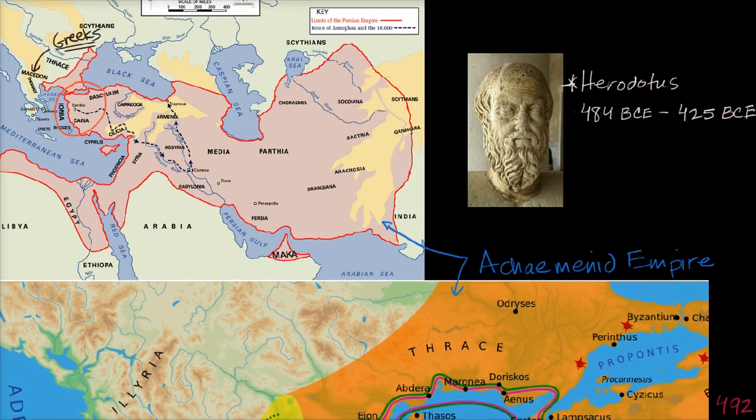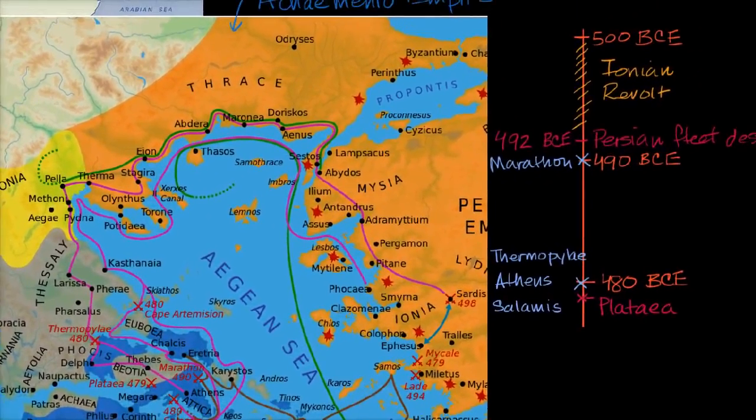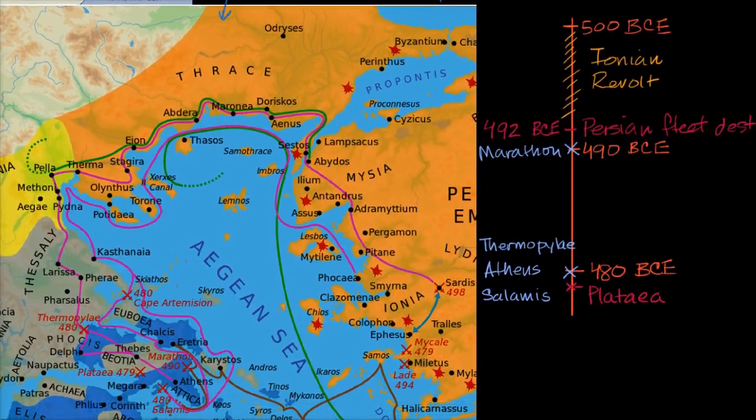And let me zoom in on that a little bit so we can see that. You can see our timeline right over here. So this area, we're now zoomed in. This area is referred to as Ionia. This would be the coast of modern day Turkey. We are out here on the Anatolian Peninsula. And these rebellions in 498 BCE, the rebels are able to take over and burn down Sardis, which is under Persian control. The Persians under Darius are not happy about this.